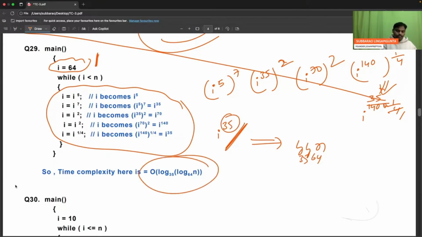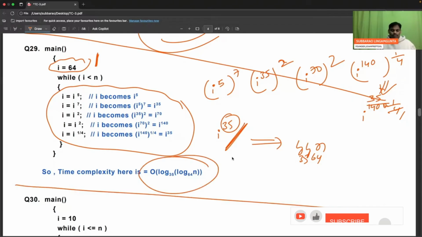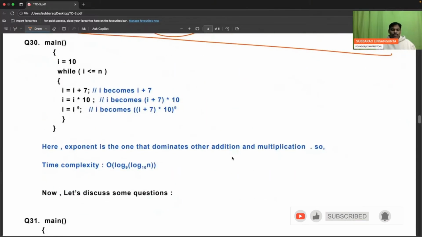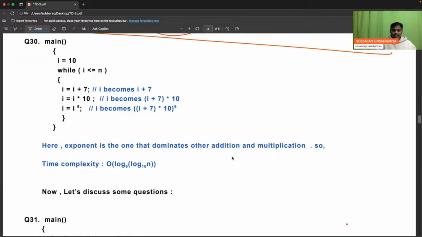Exactly. So question number 30 is also over. So 29 is over. What is question number 30? Go to question number 30. Everyone see question number 30. Main: I is equal to 10, while I is less than or equal to n: I is equal to I plus 7, I is equal to I into 10, I is equal to I power 9. Something like that is given. Can you see this one?